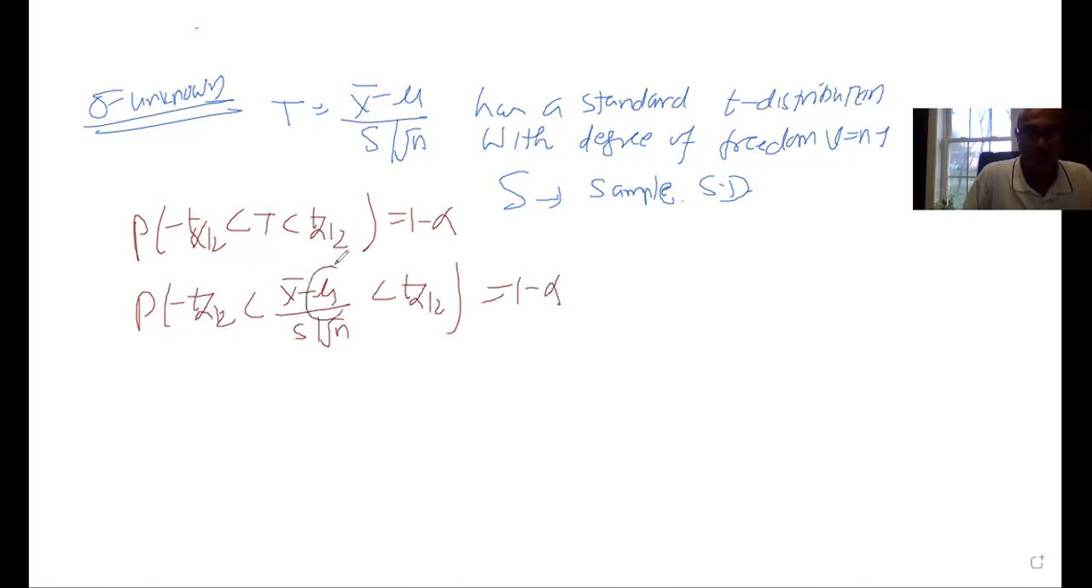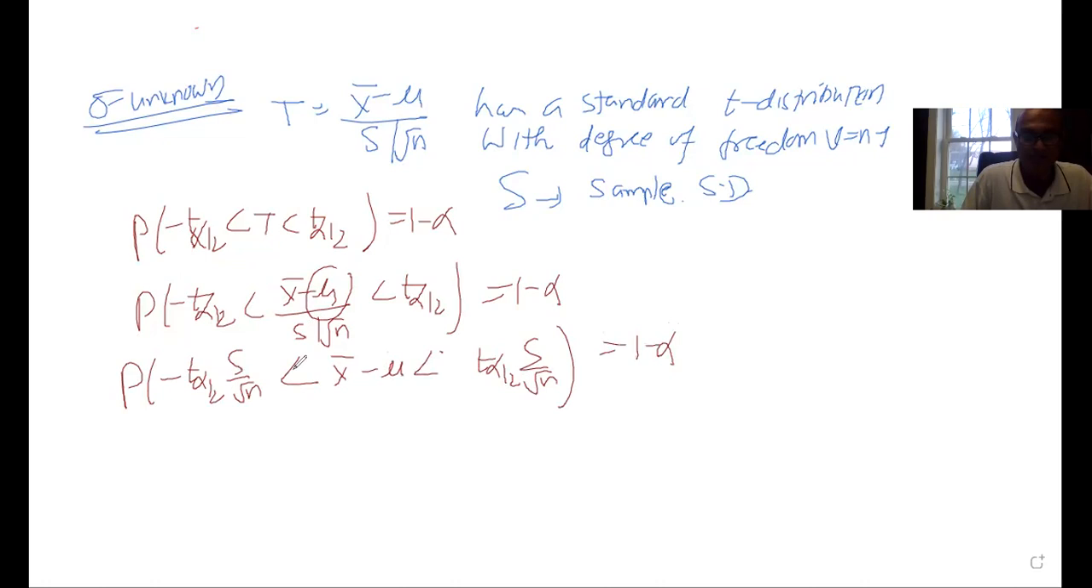And again, I'm looking for this nu. So let me multiply throughout by s over square root of n. Negative t alpha by 2 times s over square root of n is less than x bar minus nu is less than t alpha by 2 times s over square root of n, and that is equal to 1 minus alpha. If you want to add negative x bar, this will get cancelled out, and here you're going to get negative x bar and plus this one.